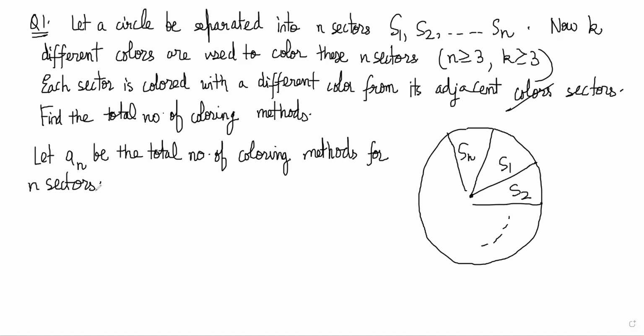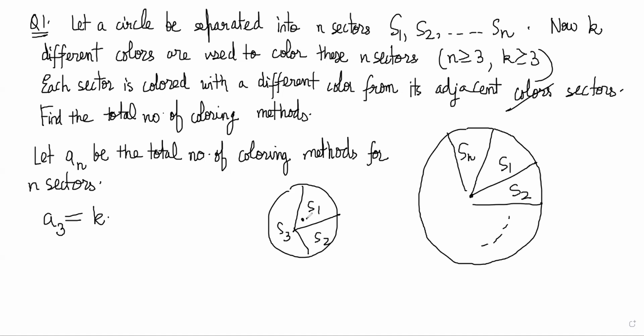Correct. So if you think about it, you can try and figure out what will be the value of A3. If there were only 3 sectors, think about it. Let's say these are the 3 sectors, sector 1, sector 2, and sector 3. Then for the first sector, we have k choices, right? We have k choices for the first sector of colors.